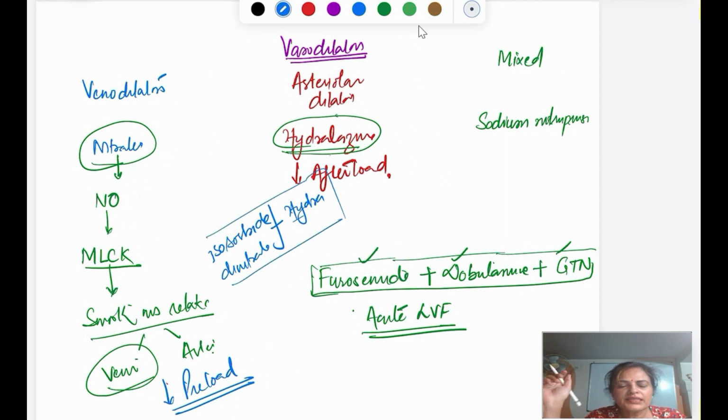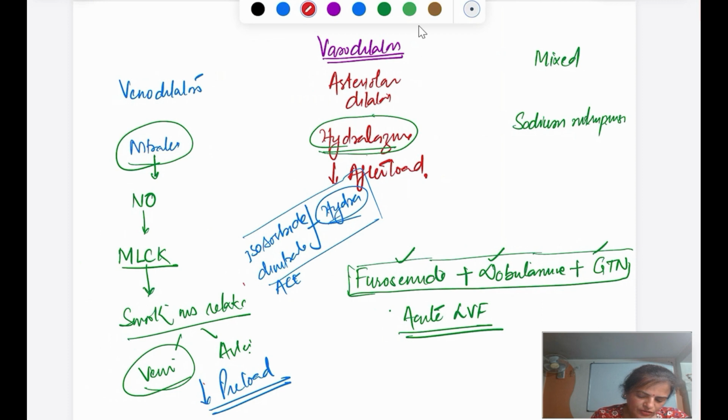Why? Because hydralazine causes renal vasodilatation. Usually to improve survival, we have to give the drug which acts on the RAS, that is, angiotensin converting enzyme inhibitor or ARB. There are a few patients where these drugs are contraindicated, especially if there is renal insufficiency or renal artery stenosis. Then we cannot give an ACE inhibitor and we cannot give an ARB. At that time this combination also improves the survival.